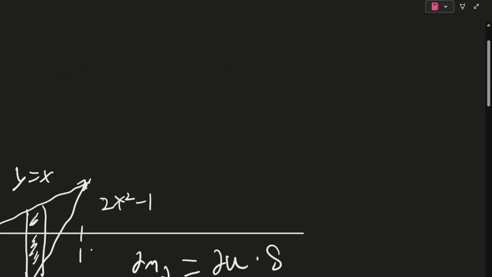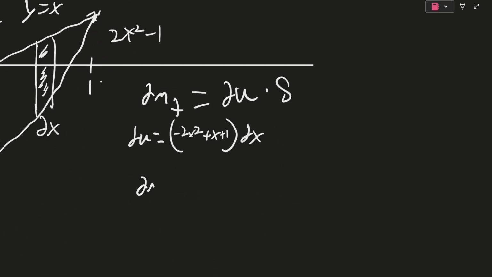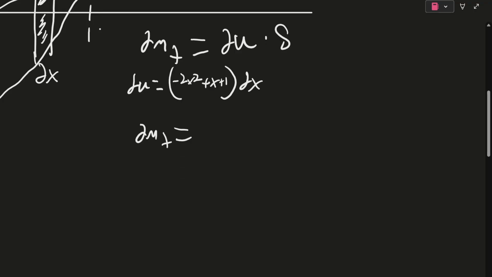Alrighty, and then our dm_t, our dm strip, is going to be equal to our dA area multiplied by our density. In our case, our density is going to be x squared, so we can just distribute an x squared out into the function. So we have negative 2x to the fourth plus x cubed plus x squared dx.